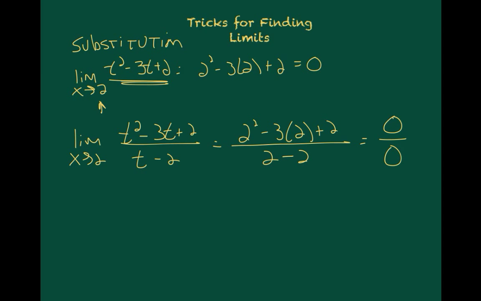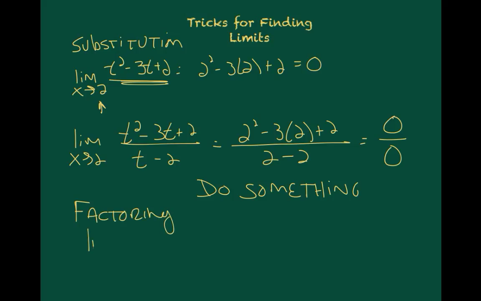Now, this is actually a good sign, because when you get 0 over 0, it means do something. It means that you have a hole. So the limit likely does exist, but you have to figure out what it is. And that something, in this case, is going to be factoring. So factoring is one of the things that you should try when you can't find a limit.